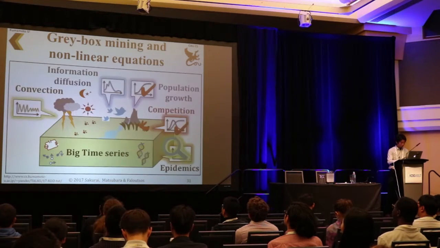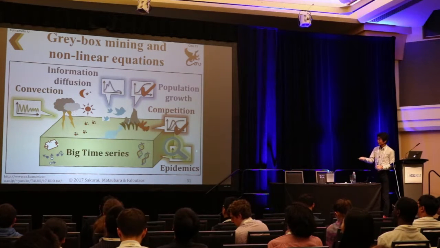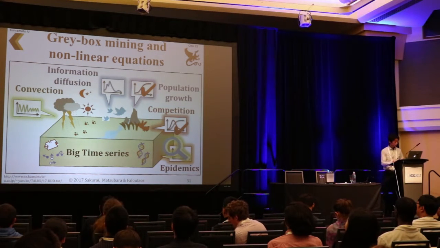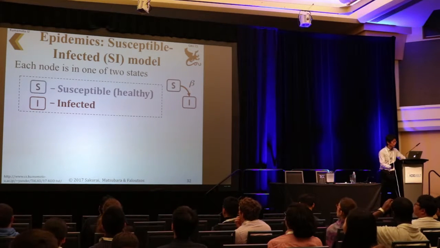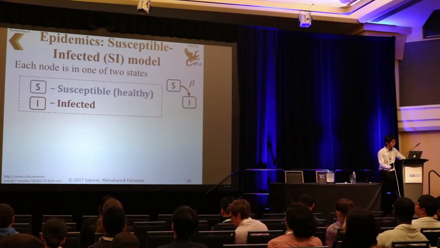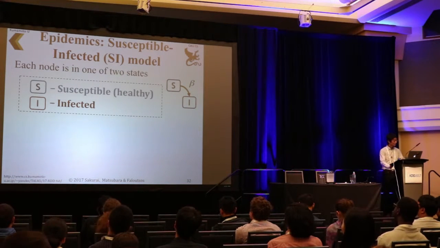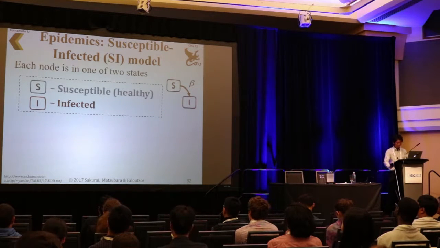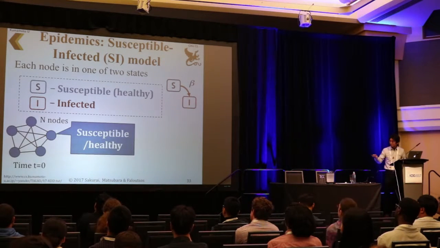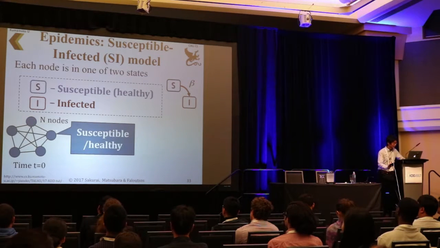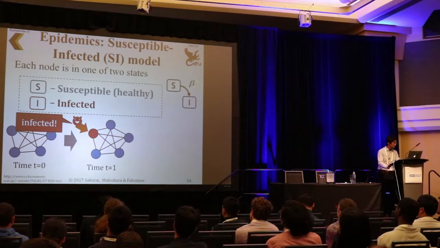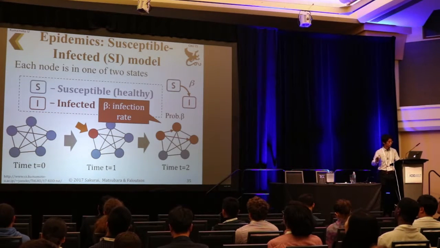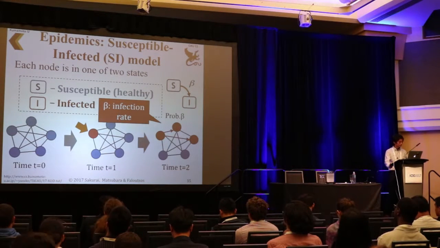Another nonlinear equation is for epidemics, for example the susceptible-infected model, the SI model. It is a very famous model for epidemics. S is healthy and I is infected. For example, in the figure, everyone is healthy. If this person is infected, this leads to infection and propagation with the infection rate beta.